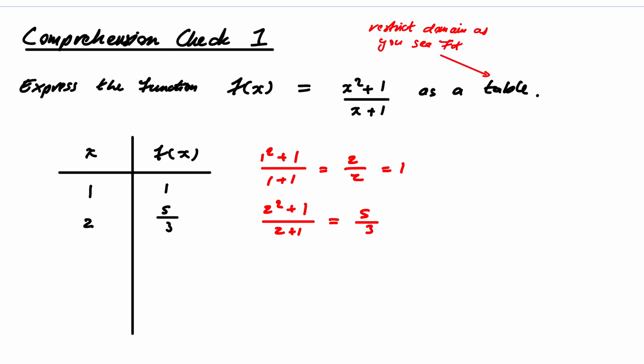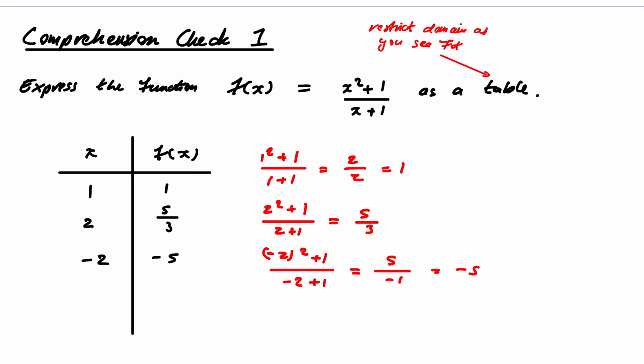Let's feed in another one, I don't know, let's do minus 2 maybe. So if I feed in minus 2, it's minus 2 squared plus 1, all divided by minus 2 plus 1. So this is equal to 5 on top again, because minus 2 squared is the same as 2 squared. Minus 2 plus 1 is minus 1. So what does this come out to be? Minus 5. So it's minus 5 here.